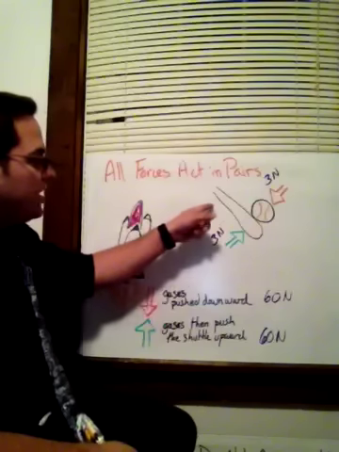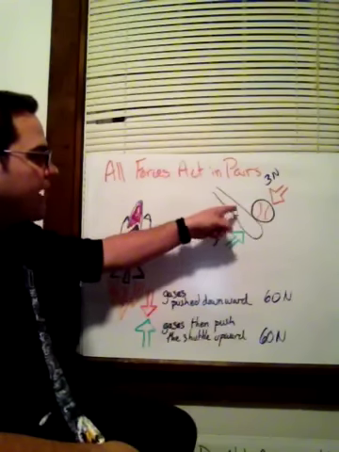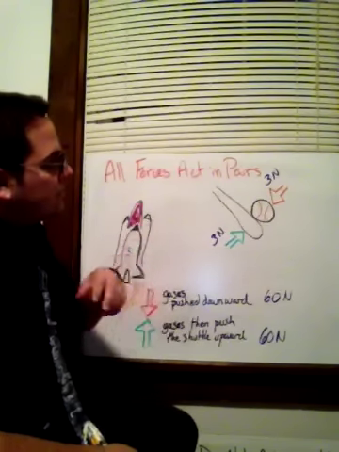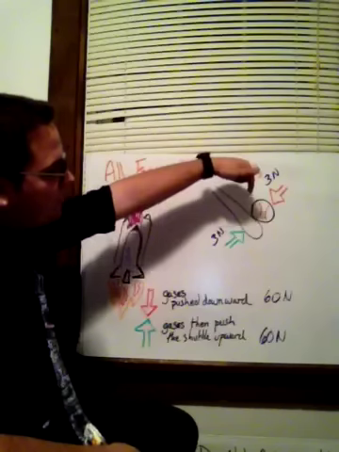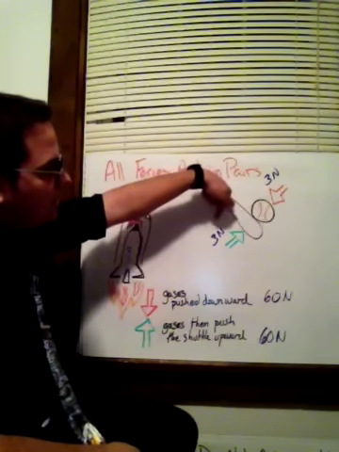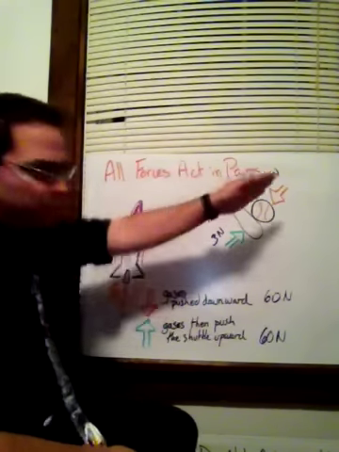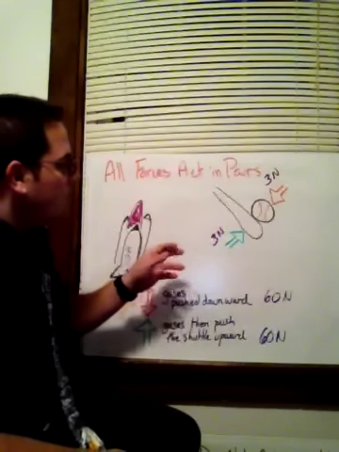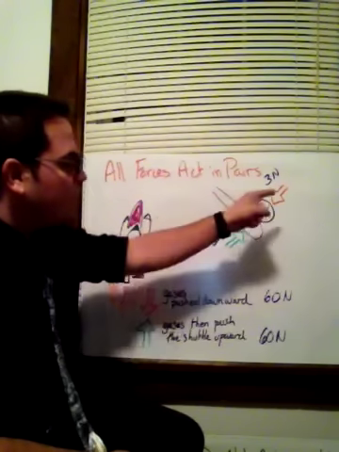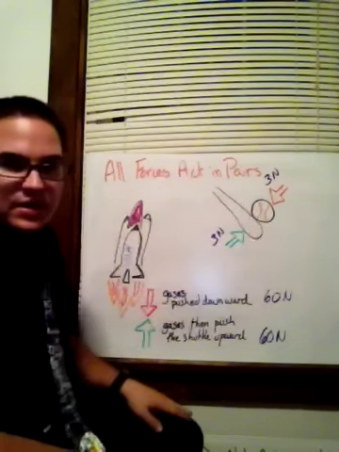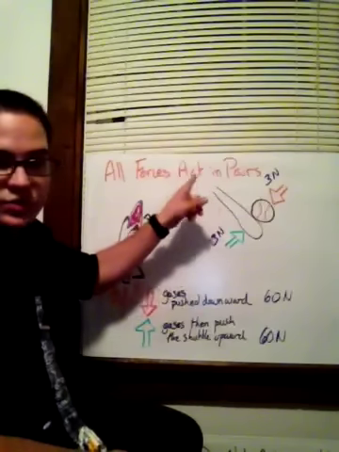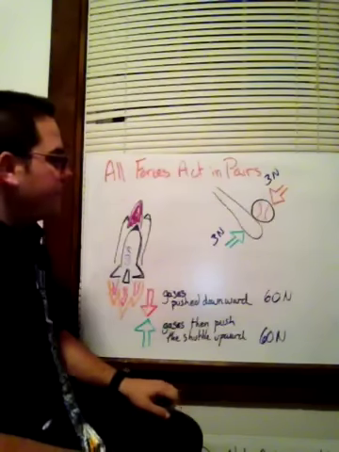If we take a look over here, the bat, the action force of the ball going into the bat causes a reaction force of the bat to the ball, therefore sending the ball farther because of the more force applied by the swinger of the bat.